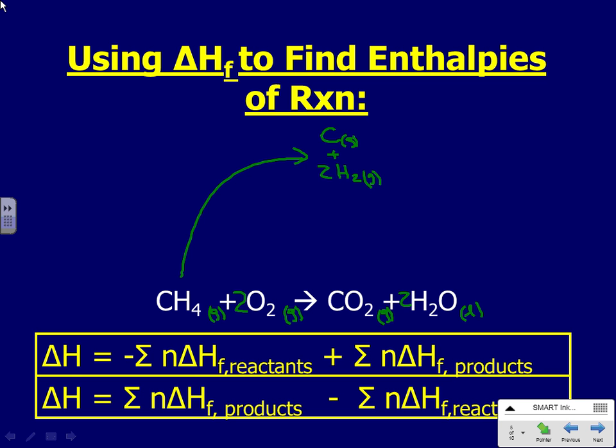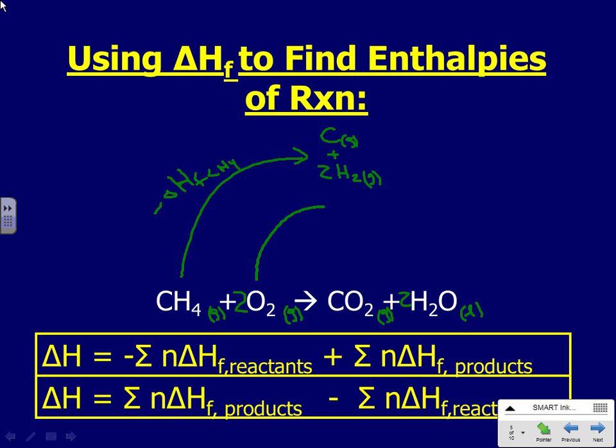What do I do to the sign of a delta H if I flip a reaction around? What happens to the sign of the delta H for a reaction if I flip the reaction around and I make the reactants become products and products become reactants? Yep. It changes the sign to the opposite, which means this isn't the delta HF for CH4, but it's negative the delta HF for CH4. It's a negative version of it. Does that make sense to everyone? Since I'm breaking it into its elements, it's not the heat of formation, but it's the negative of the heat of formation.